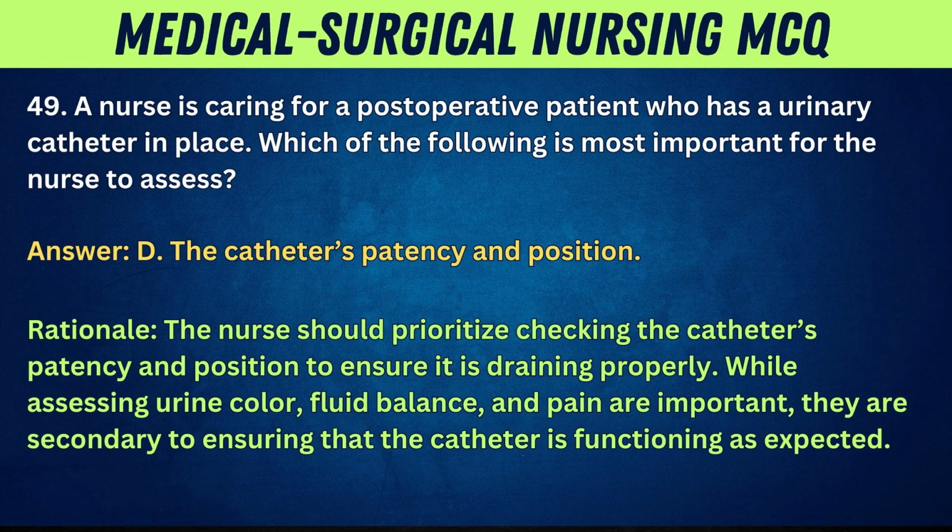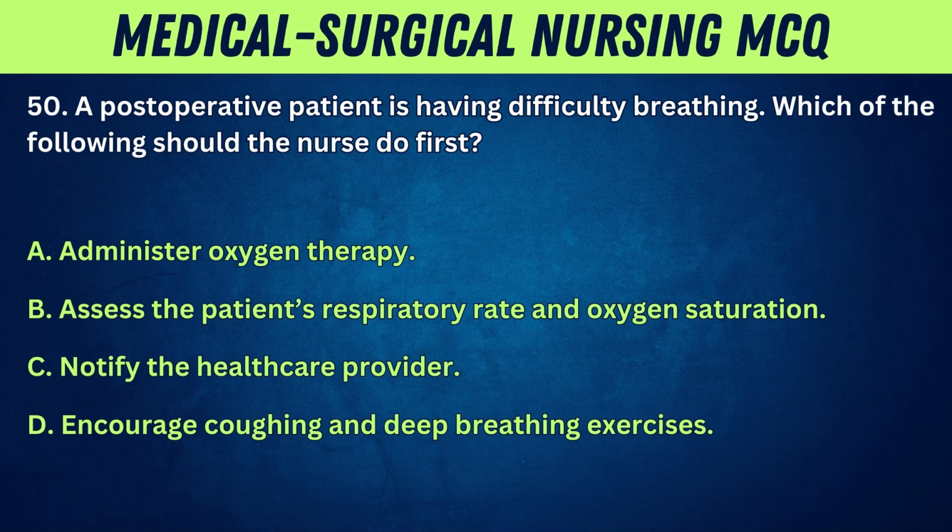Answer: D. The catheter's patency and position. Rationale: the nurse should prioritize checking the catheter's patency and position to ensure it is draining properly. While assessing urine color, fluid balance, and pain are important, they are secondary to ensuring that the catheter is functioning as expected.